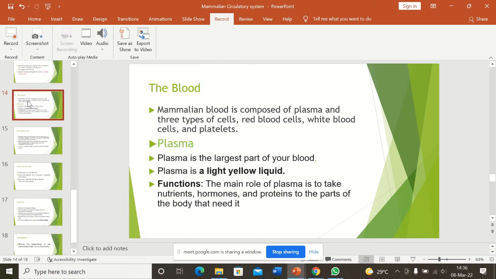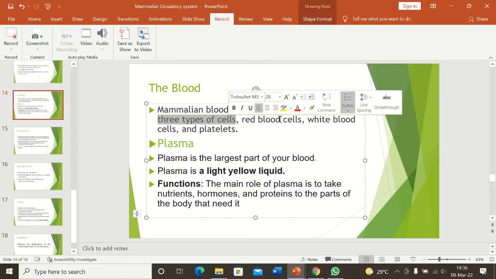Let's have a look at the blood. Mammalian blood is composed of the plasma and three cells, which are the red blood cells, white blood cells, and the platelets. The first one is the plasma. Plasma is the largest part of the blood. Plasma is light yellow in color, and its main function is to transport nutrients, hormones, and proteins to the parts of the body that need them.